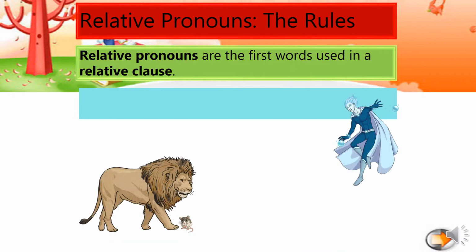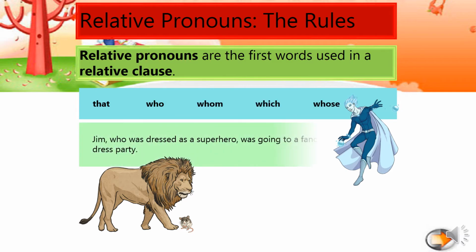What is that one? It's relative pronouns. And what is the rule for it? Relative pronouns are the first words used in a relative clause. Now let's see. That, who, whom, which, whose. These are the words that come in relative pronouns.